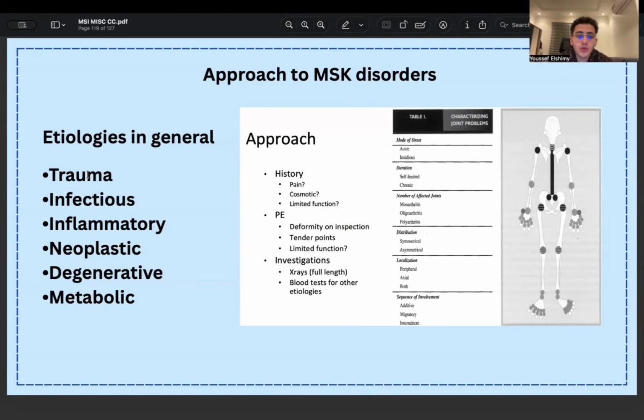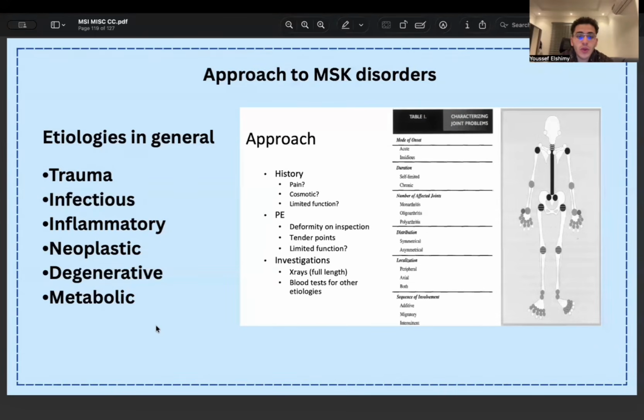It could be due to trauma, due to infectious causes, due to inflammatory causes, and these include vasculitis as well as vascular occlusion and necrosis, vascular necrosis. It could be due to neoplastic and oncological causes. It could be degenerative, or it could be metabolic.